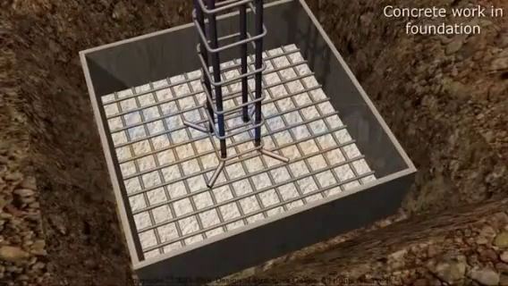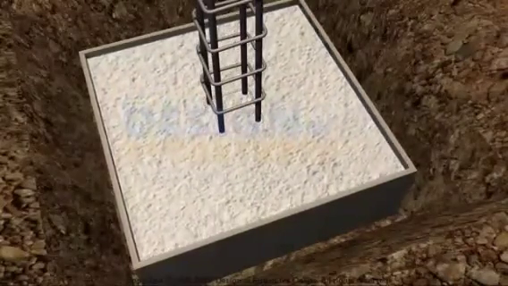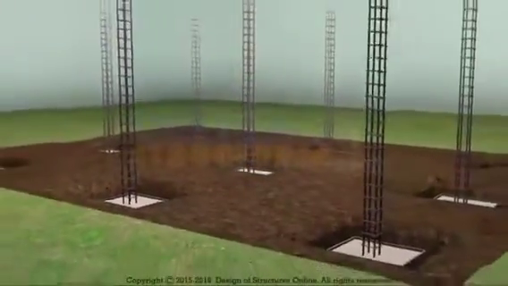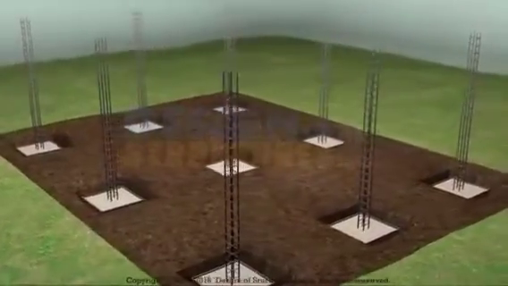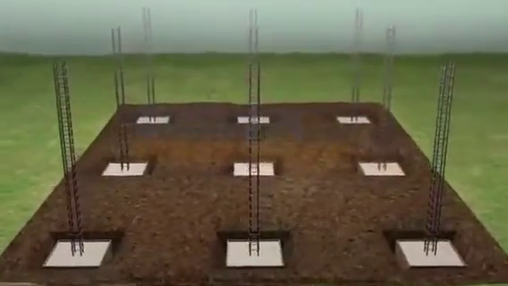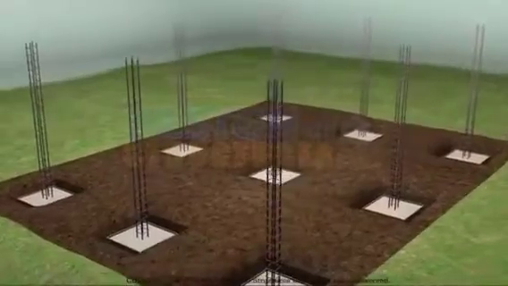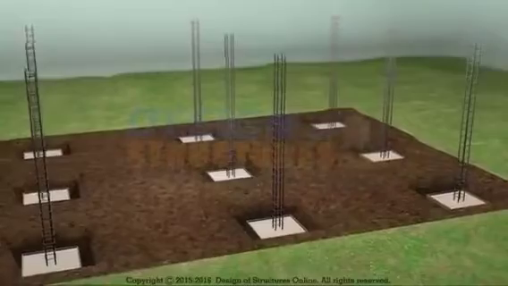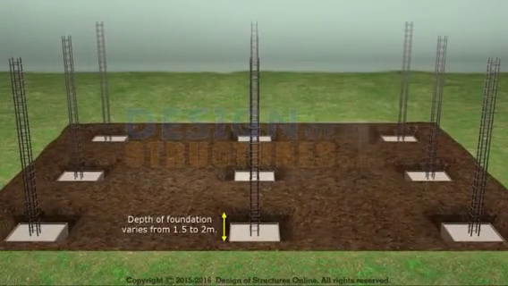Concrete work and foundation. A foundation is a poured concrete pathway that is used to spread the weight of the building from the foundation to the soil. It is very necessary to check the levels of foundation before concrete work. Depth of foundation varies from 1.5 to 2 meters.